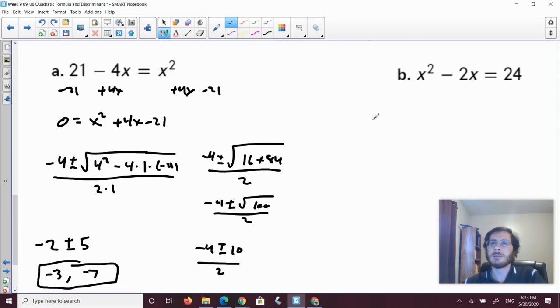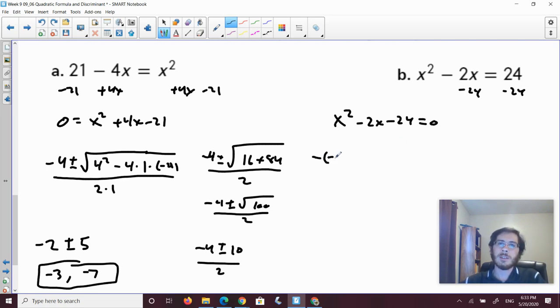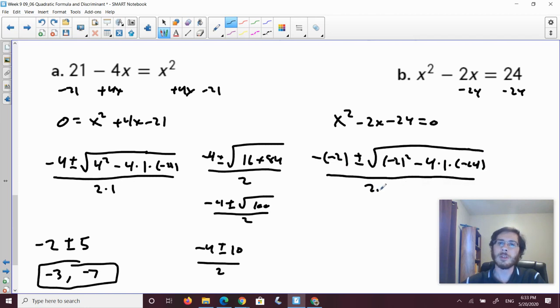On the other side, x squared, I've got to subtract the 24 from both sides. So minus 2x minus 24 equals 0. So we just throw it in the formula at this point. So -2 plus or minus the square root of -2 squared minus 4 times 1 times -24, all over 2 times 1 again.